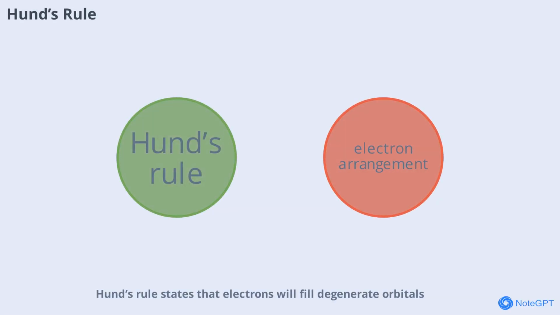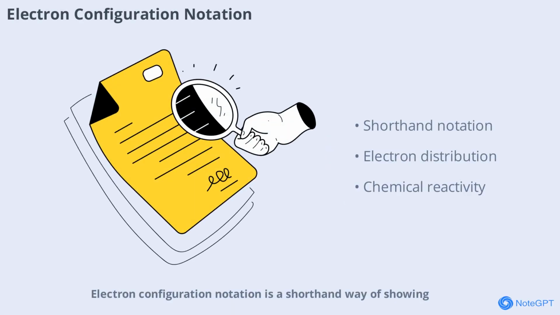Hund's rule states that electrons will fill degenerate orbitals with the same energy singly before pairing up. This minimizes electron repulsion and stabilizes the atom. Hund's rule helps explain the arrangement of electrons in p, d, and f orbitals and is key to understanding the magnetic properties of atoms.